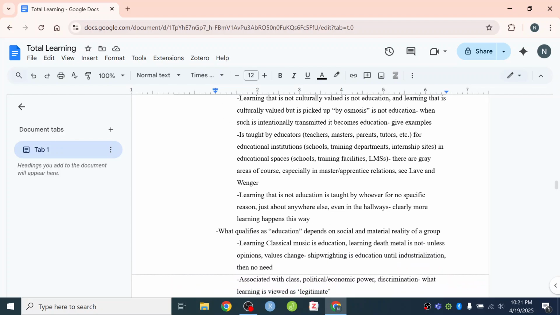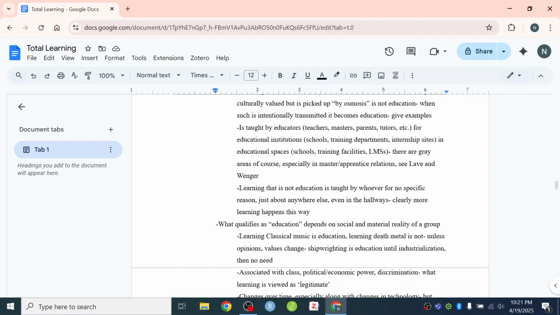What qualifies as education, quote unquote, depends on the social and material reality of a group. Learning classical music is education, learning death metal is not, unless the cultural opinions, the values change. If death metal gets elevated culturally, now maybe you can be educated in it. Shipwriting is education until industrialization, then no need, now it's a hobby.